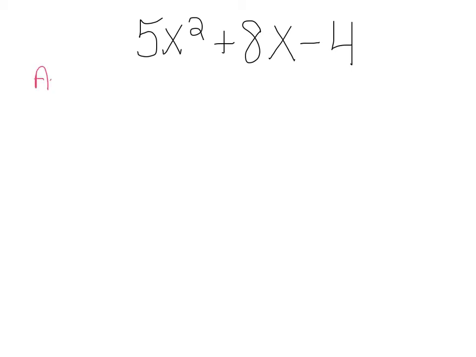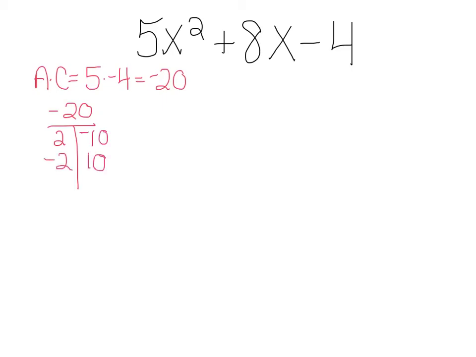We need to multiply a times c, which is 5 times negative 4, which is negative 20. So what multiplies to negative 20 but adds to 8? Well, we've got 1 and 20. We've got 2 and 10, but because this is negative, it either has to be 2 and negative 10 or negative 2 and 10. What I can see is that this one right here, 10 and negative 2, will add to 8. So those are my two factors. I have 5x squared minus 2x plus 10x minus 4.